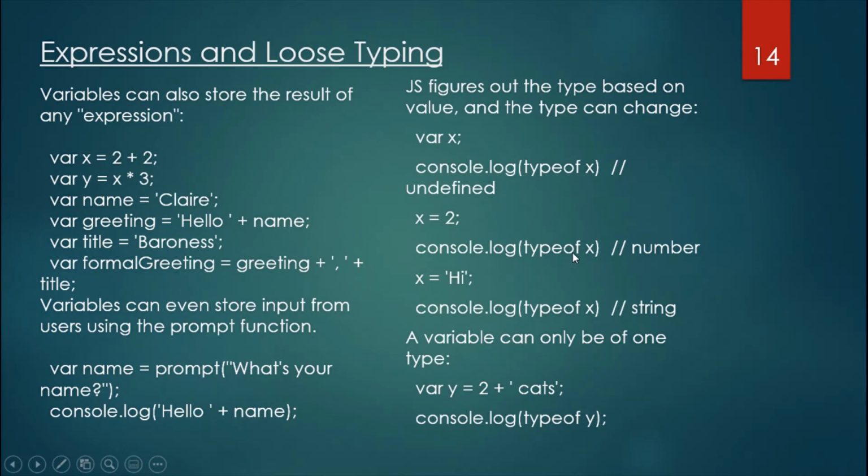So typeof is also an operator which will tell you what data type that variable is. So x is a number. If we say x is equal to single quote hi, then typeof x in this case would be string. A variable can only be of one type. It can't be both number and string at the same time, because it would get confused whether to use number or string.